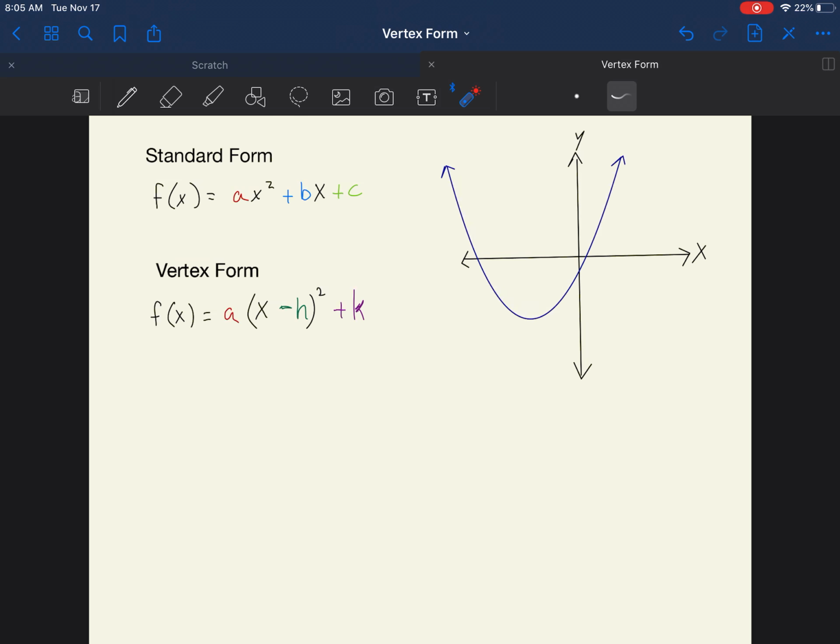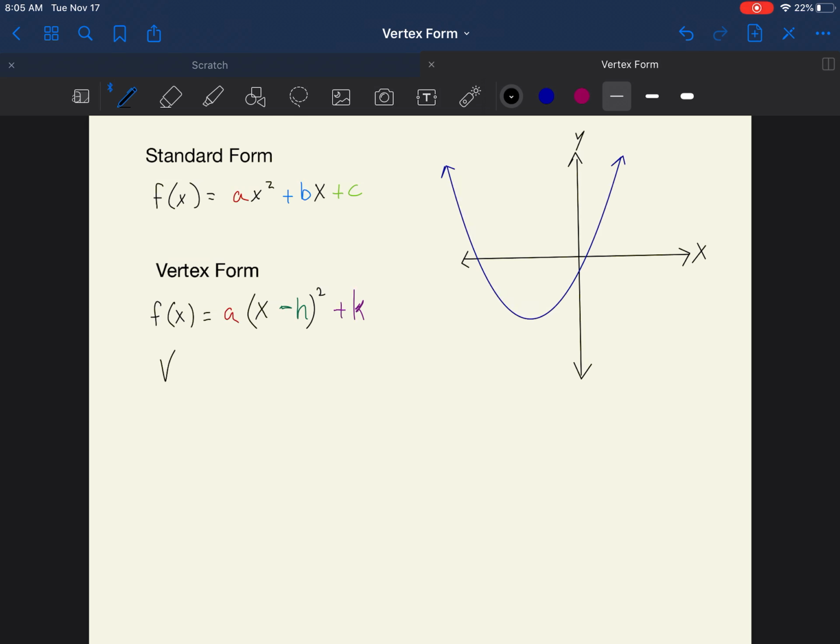So vertex form, you can probably tell from the name, is simply written in a way that shows you the vertex. Our standard form we know is f of x equals ax squared plus bx plus c, where a and b are just our coefficients, a being our leading coefficient specifically, and c being our constant. In vertex form, we have a times the binomial x minus h squared plus k. In this case, the a's are the same, but we actually get a little more information.